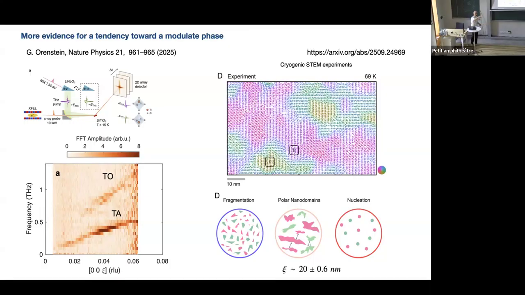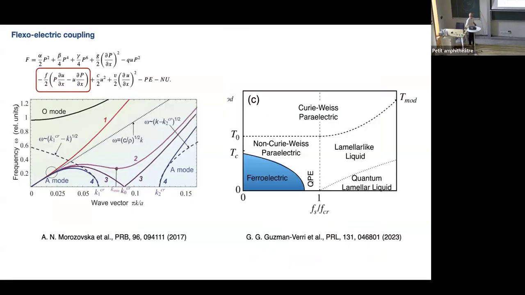Maybe to make a connection with the presentation of yesterday, here we are in a situation where this is the physics that drives this inhomogeneity. It's something intrinsic, not extrinsic. I may come back to that.